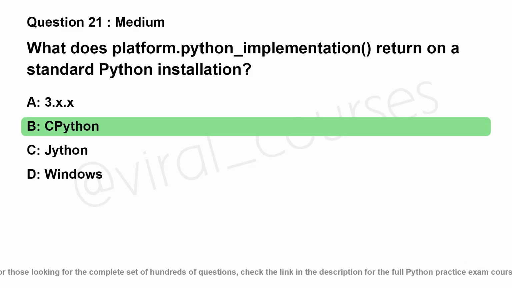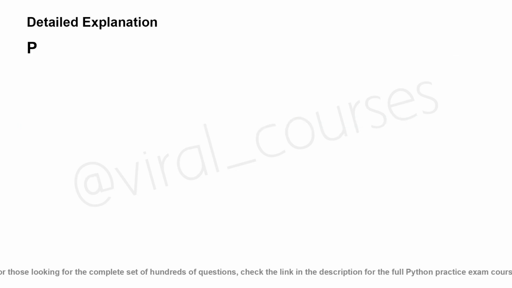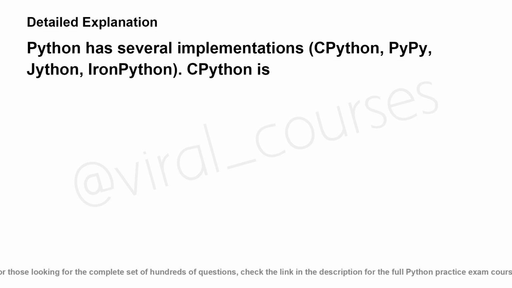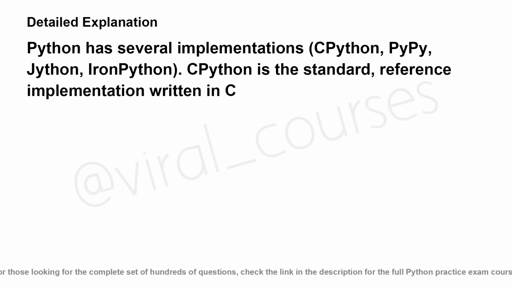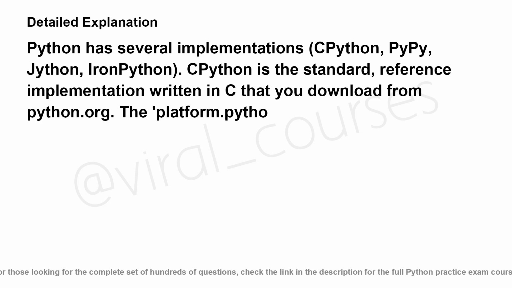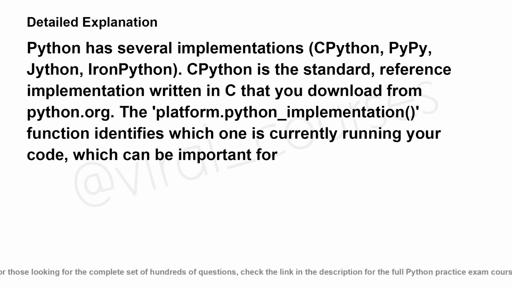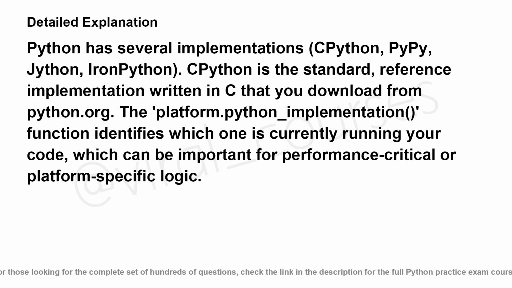The correct answer is B. Python has several implementations: CPython, PyPy, Jython, IronPython. CPython is the standard reference implementation written in C that you download from python.org. The platform.python_implementation function identifies which one is currently running your code, which can be important for performance-critical or platform-specific logic.